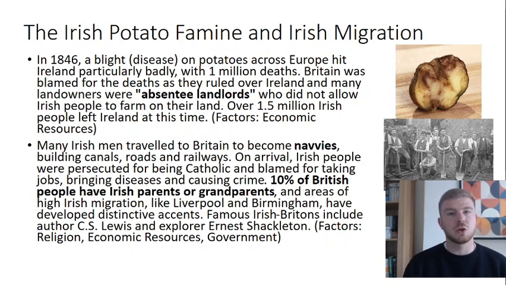One, Ireland was a country that was very dependent on the potato as part of their diet. But the second one was that Britain was in charge of Ireland at that time, and a lot of the landowners were classed as absentee landlords. They owned the land, but they weren't there. So they did not allow Irish people to farm on their land, either because they were using it to grow crops that they could sell, or they were just keeping it for selfish reasons.